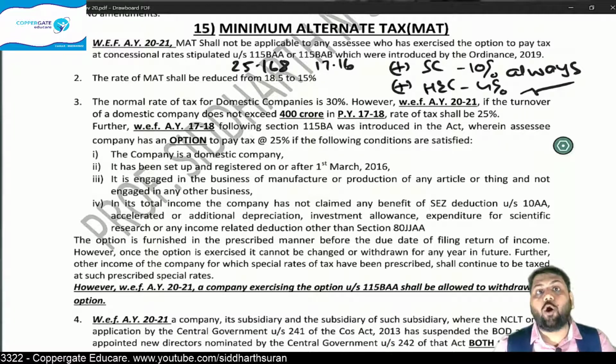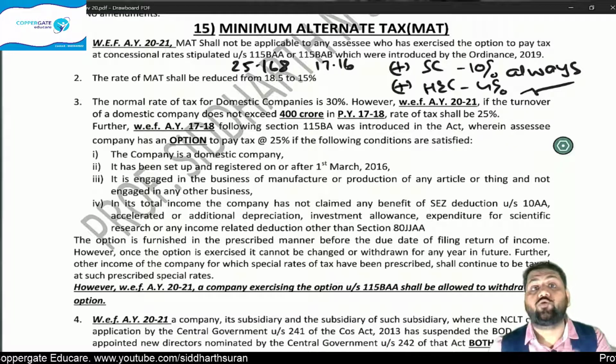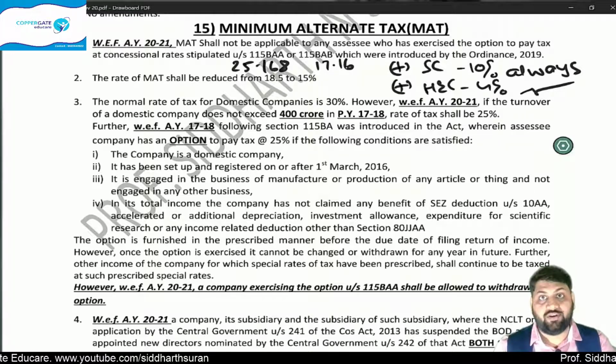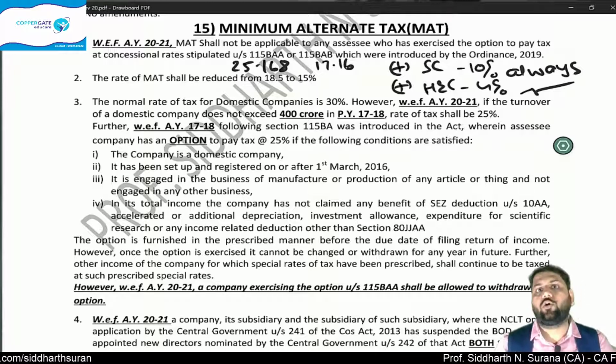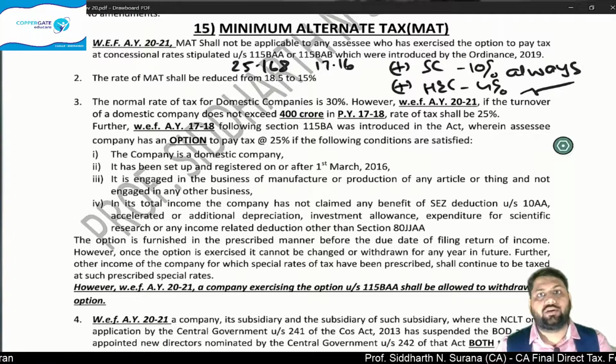And if you want to opt for these tax rates, you will have to leave a lot of tax benefits which you are taking in income tax. You are taking some tax benefits in the business profession chapter, in the deductions chapter. Leave all your tax benefits and pay tax at these ridiculously low rates. This is inclusive of surcharge, cess, everything. This is a very, very low rate of tax.